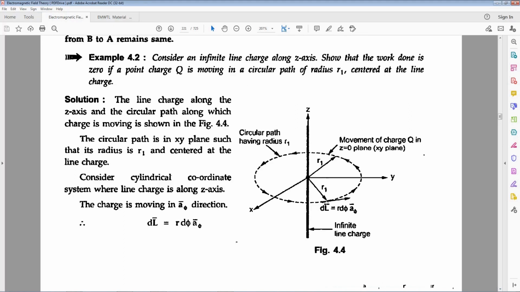A small differential length is assumed on the circular ring. The dl bar is equal to r into d phi a phi bar. Because it is a circle, we have only dl bar is equal to r into d phi a phi bar. We are not considering the dr and we are not considering the z also. So in the cylindrical coordinate system, the line charge is along the z-axis. Dl bar is equal to r into d phi a phi bar.